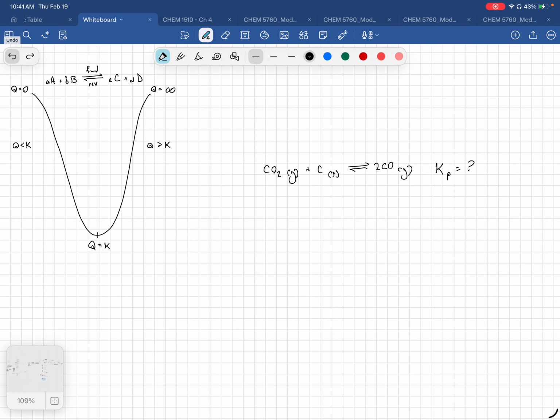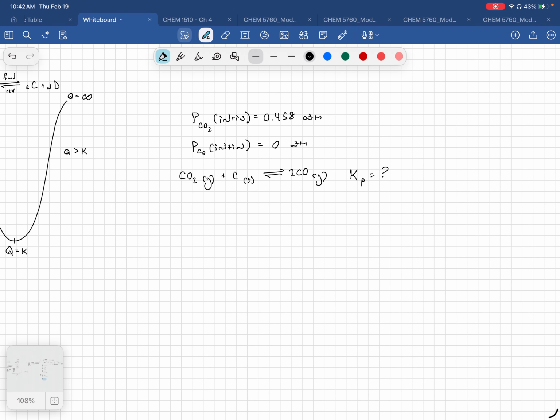Okay. And what we're given is that our initial pressure of carbon dioxide is 0.458 atmospheres. We were not given our initial pressure of CO, so that means our initial pressure of CO would be 0 atmospheres. Now, the other piece of information we are told, so these are our initial pressures.